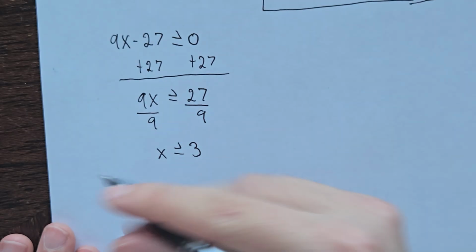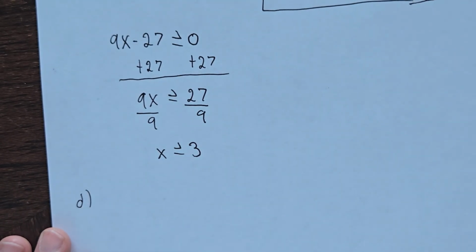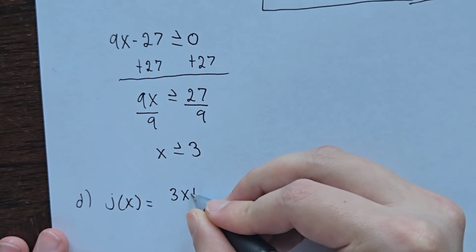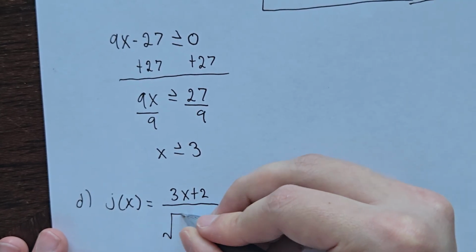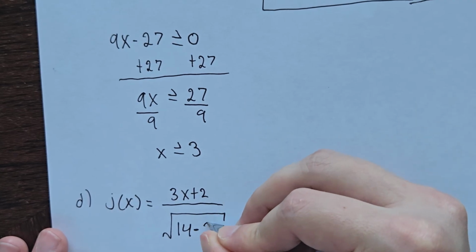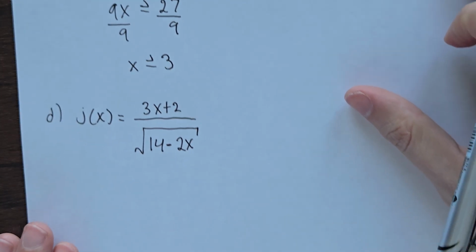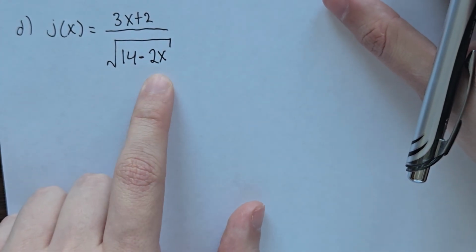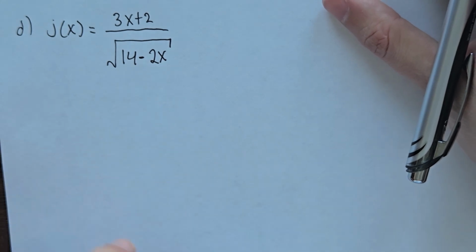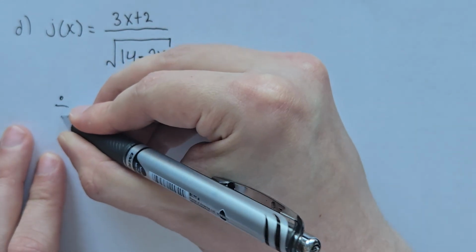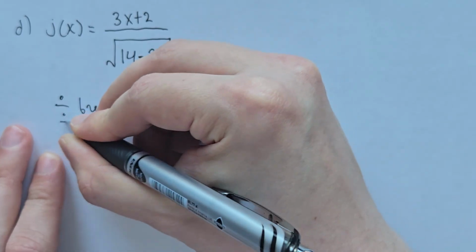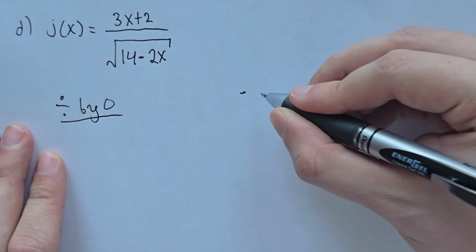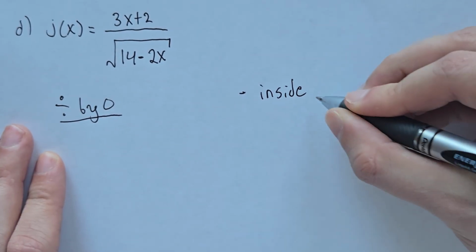Let's look at one more where we might have a potential double issue. D. This one says j of x is equal to 3x plus 2 over the square root of 14 minus 2x, okay? Notice that this one has a potential issue for both. We have a square root, but we also have an x in the denominator, so we actually want to do both checks. I'm going to do a division by 0 check here, and we're going to make sure that we're not dividing by 0. And then we'll also do a negative inside the square root check.